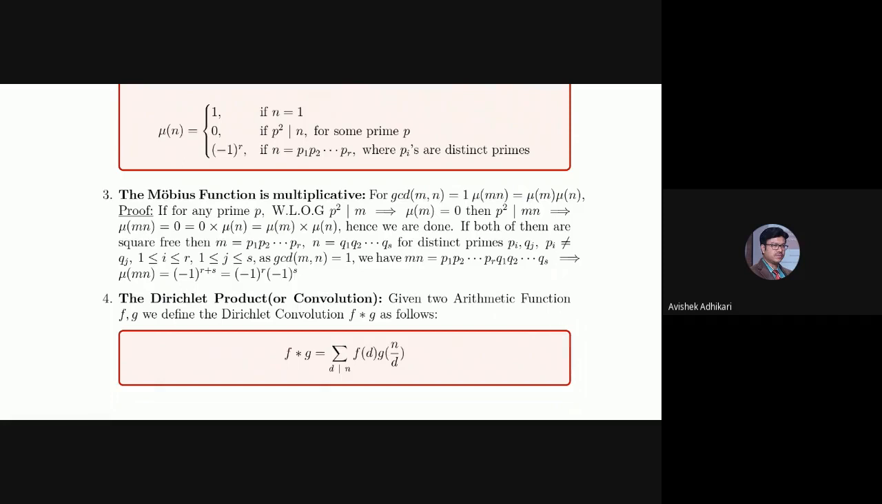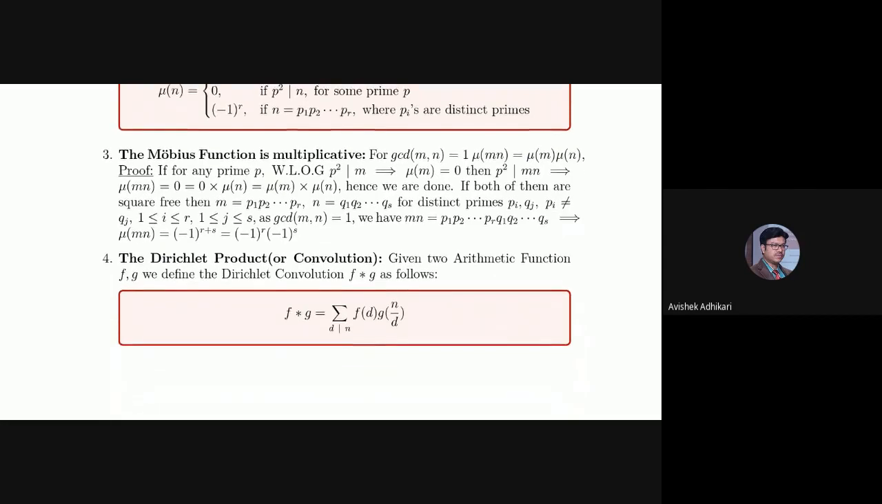We define m and n such that they are co-prime, and we consider one of m and n without loss of generality. If one of them is a multiple of a square number, then mn is also a multiple of that square number. Then mu of mn becomes 0, and if m was divisible by a square number, then mu of m was also 0. So mu of mn is equal to mu of m times mu of n.